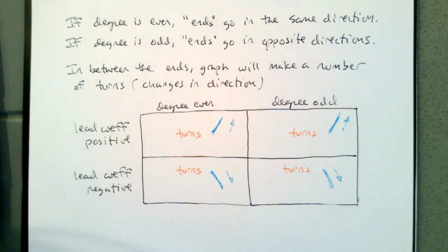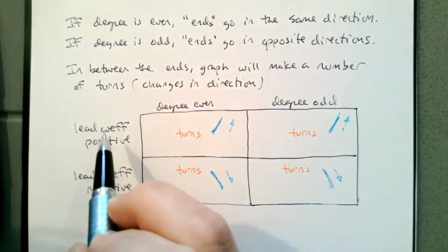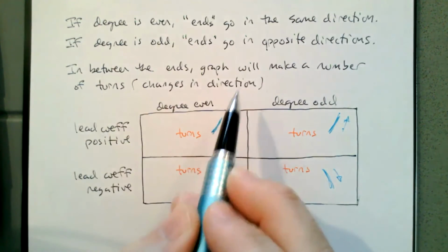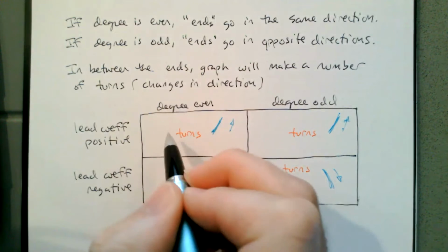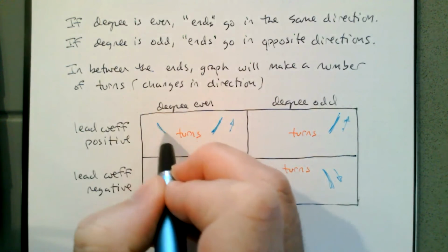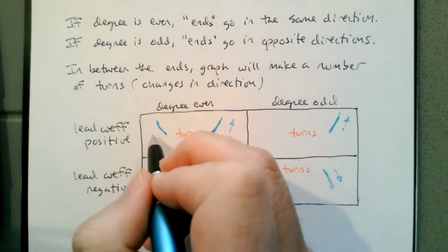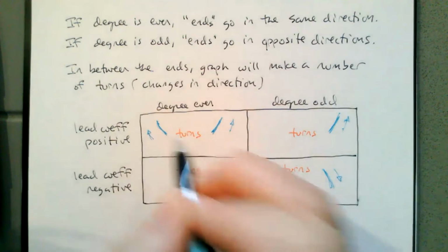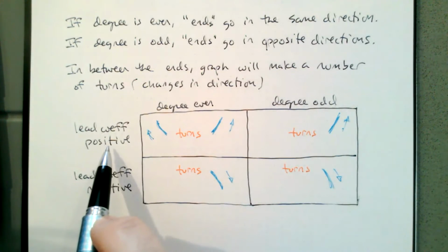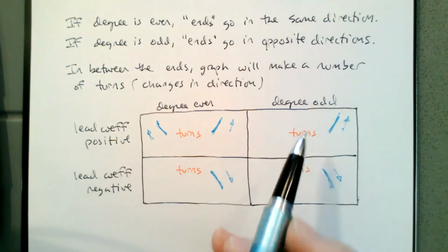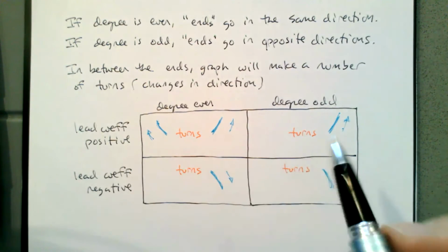Now, the degree being even or odd tells us whether the ends match or mismatch. If the leading coefficient is positive, then the right side goes up. If the degree is even, then the left side copies the right side, so the left side is also going up to infinity. If the leading coefficient is positive and the degree is odd, then the ends go in opposite directions.